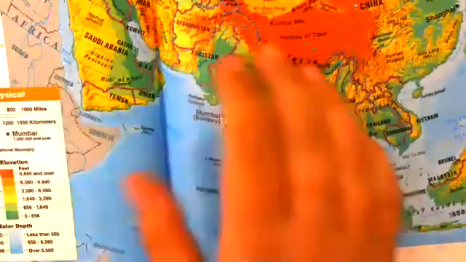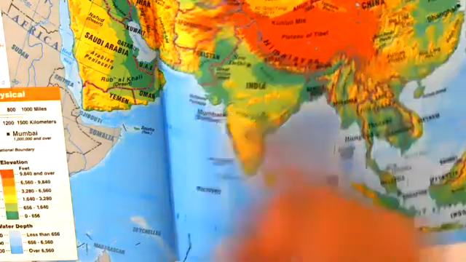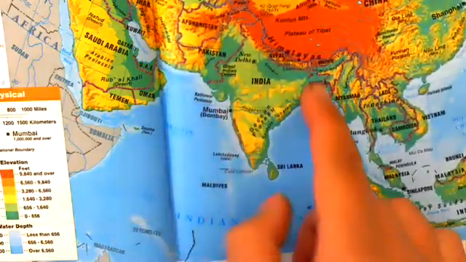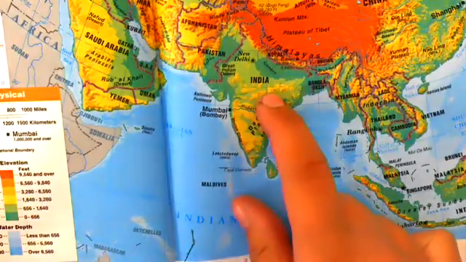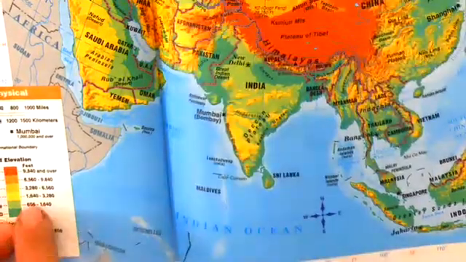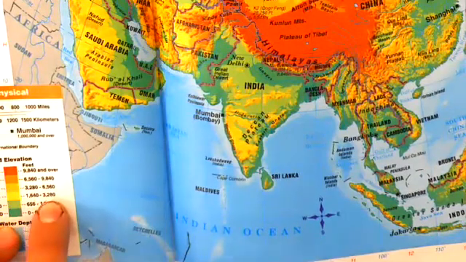And then, as you can see, a lot of times it gets lower and lower as it goes towards the sea, or certain countries have pretty low elevation. India, most of it is dark green, light green, and yellow. So really, they don't have many peaks that are above 3,280 feet.